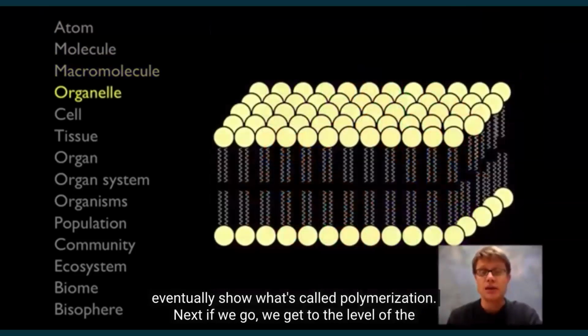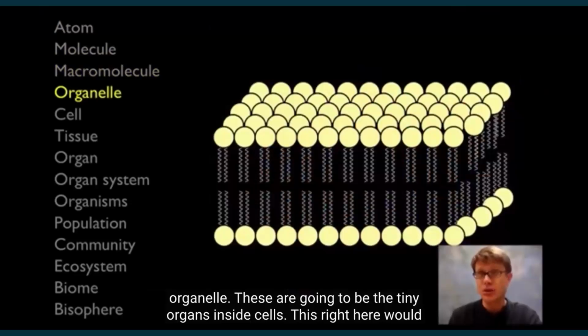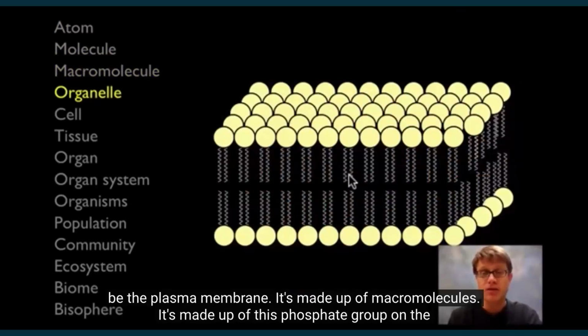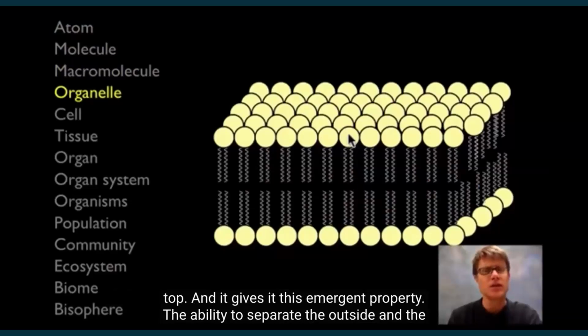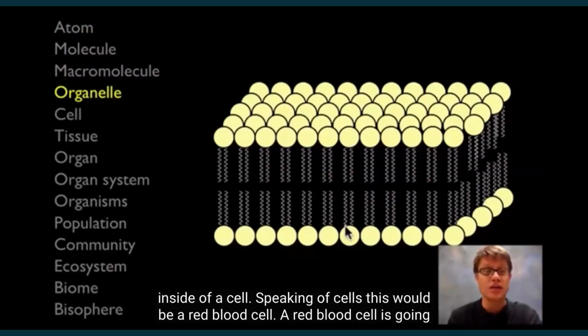Next, if we get to the level of the organelle, these are going to be the tiny organs inside cells. This right here would be the plasma membrane. It's made up of macromolecules. It's made up of this phosphate group on the top, and it gives it this emergent property, the ability to separate the outside and the inside of a cell.